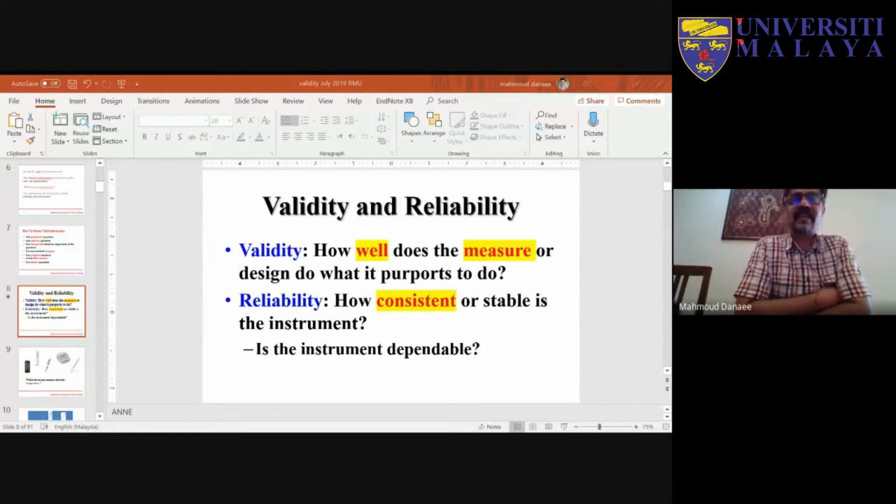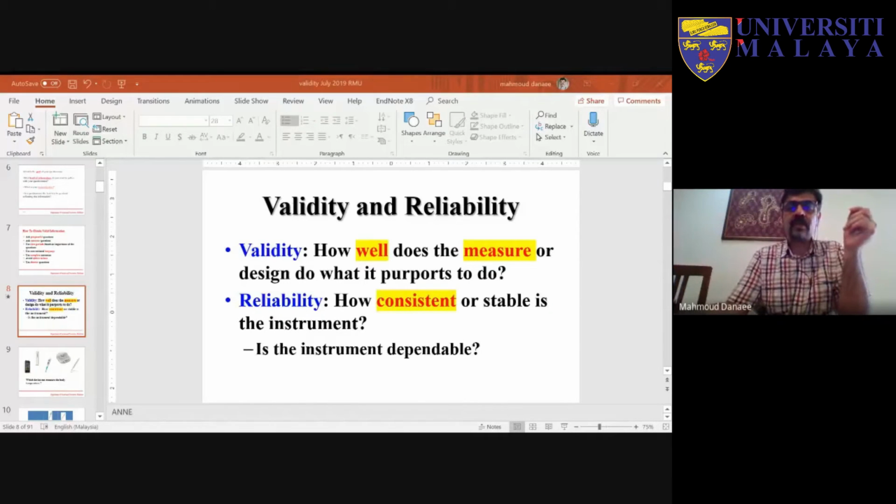What does it mean, validity? When you design an instrument or questionnaire, what does it mean? The questionnaire must be validated. What does it mean, a valid instrument? Validity refers to the ability to measure the variable of interest.